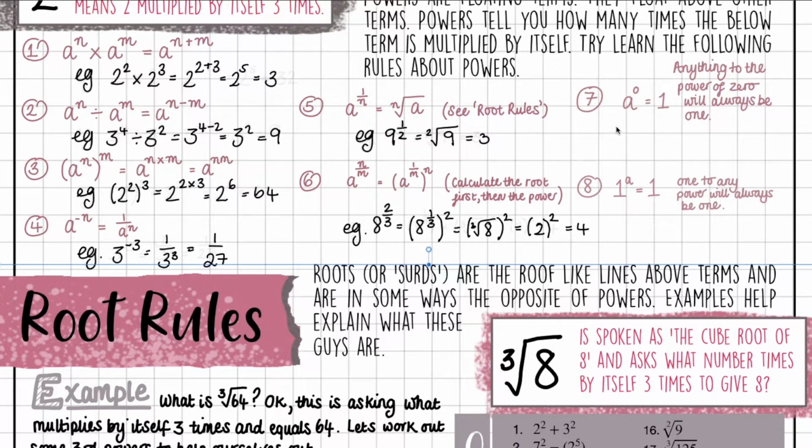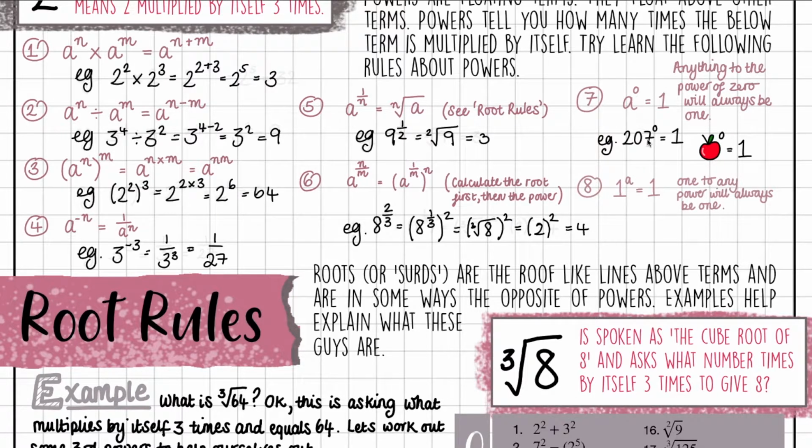Final 2 rules, just something really easy to learn. Anything to the power of 0 will always be 1. So a to the 0 is 1. So for instance, 207 to the power of 0, that's 1. I went a bit outrageous here and drew an apple, but anyway, it still illustrates the point. Apple to the 0 is 1.